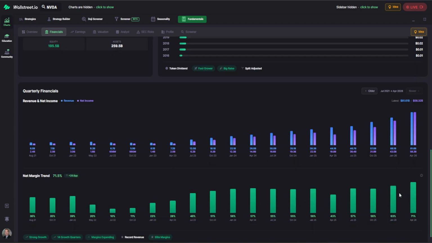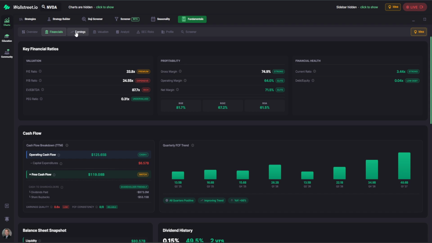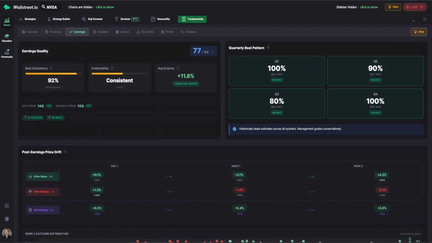Net profit, you can see, is in green, double digits. That's considered a very high growth company when it's that high. Looking at earnings, you've probably never seen anything like this. They beat 100% of the time on quarter 1. It's easy to predict. They have an earnings score of 77, which means they're predictable. Quarter 2, 90%, quarter 3, 80, and quarter 4.